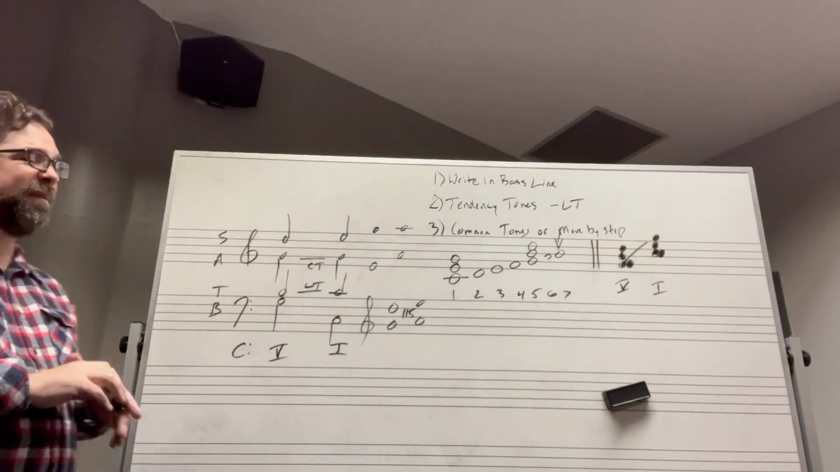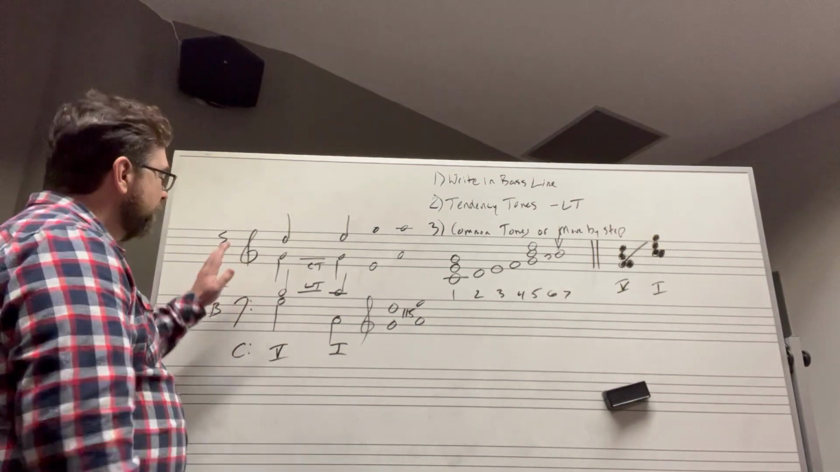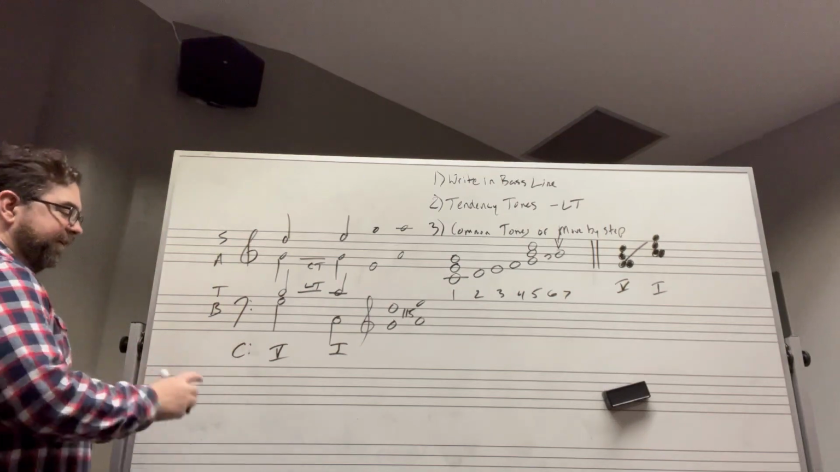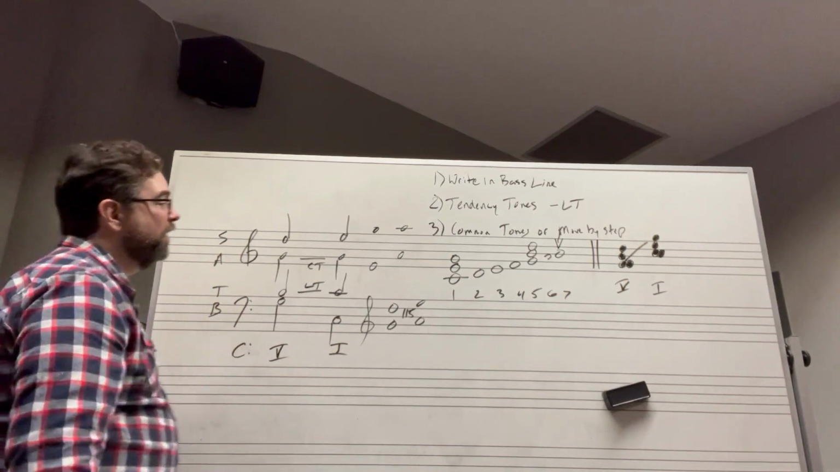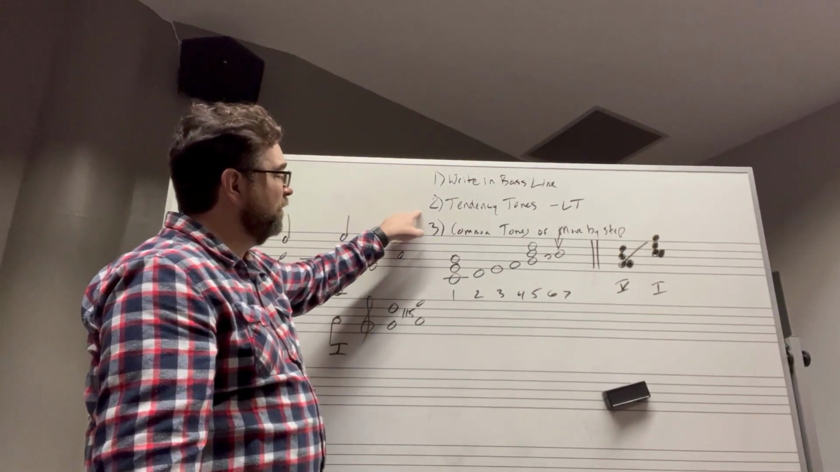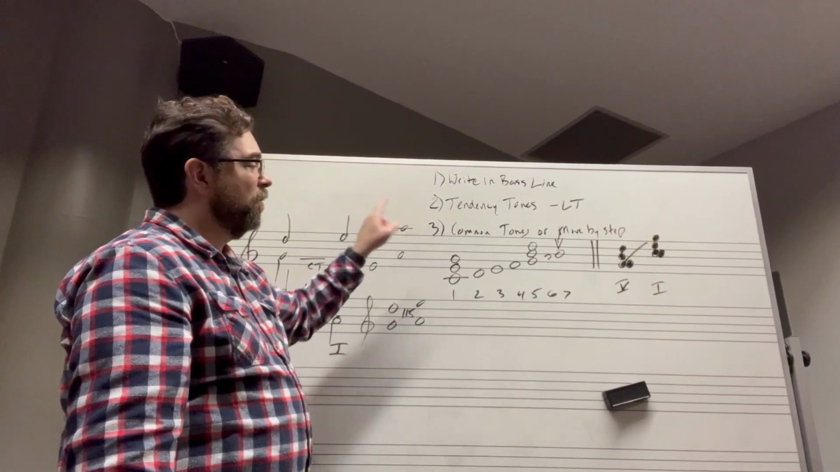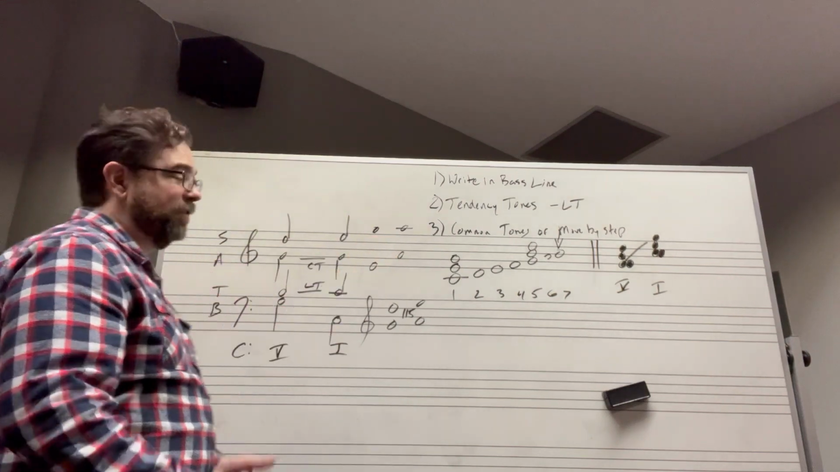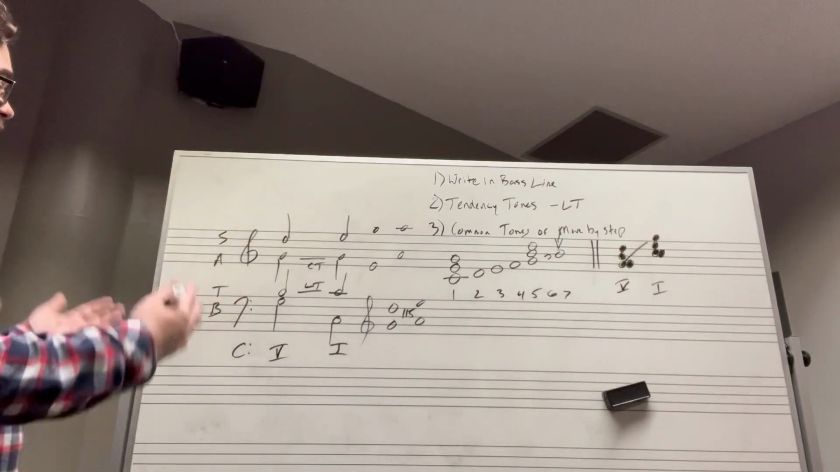So we're going to talk about all these different rules, but the way I like to start is simplifying things. You've got a 5-1 cadence, follow these rules. Write in the bass line, write in the tendency tones, use the common tone, or move by step. If you do that, you won't make any mistakes and your chord progression will work.